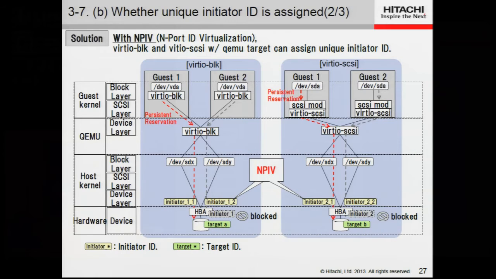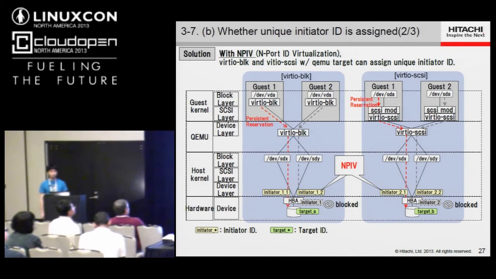There is already a solution with NPIV. NPIV is N-port virtualization, and this can assign a virtual ID in the host kernel. By using NPIV, we can assign different initiator IDs, and we can pass these devices to guests. So we can assign a unique initiator ID to each guest. Therefore, we can use persistent reservation properly.